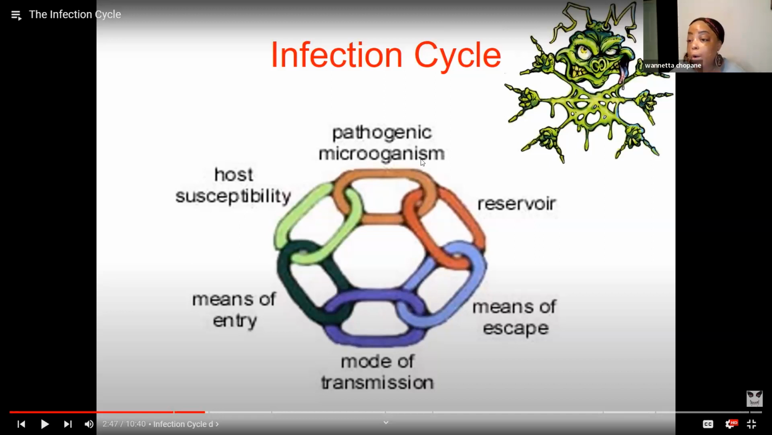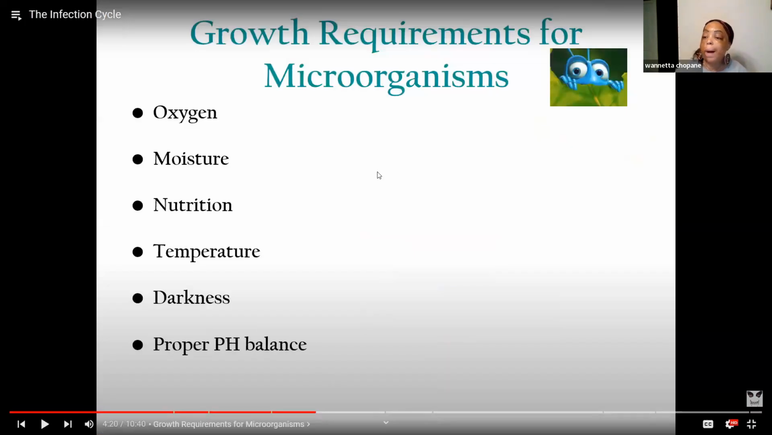So this is, so to speak, how COVID happened. COVID was the germ. It lived wherever it lived. And then the means of escape, someone coughed or sneezed. Then the mode of transmission, how did they actually get that? They breathed it in, however. And then the means of entry, and now we have all these people that have COVID because it got into their system.